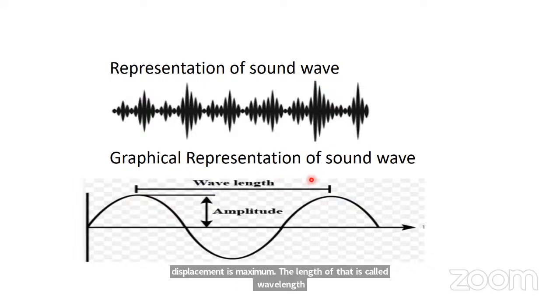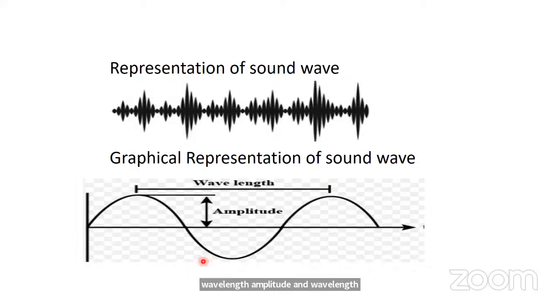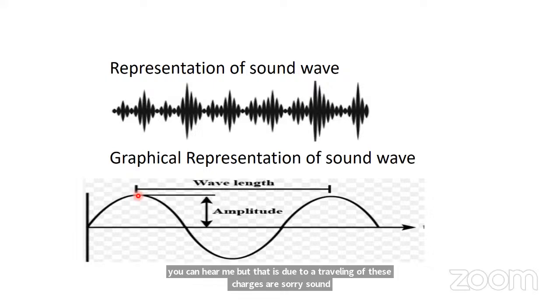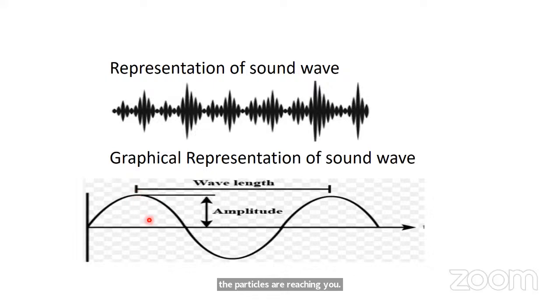So here we are using two words, amplitude and wavelength. Amplitude means the maximum displacement done by the particle due to the energy. When we speak, you can hear me because of the traveling of the sound particles, through air compressions and rarefactions. Air is essential. It is an elastic and inertial medium, allowing the particles to reach your ear so that you can hear the sound. That is the wave notation.